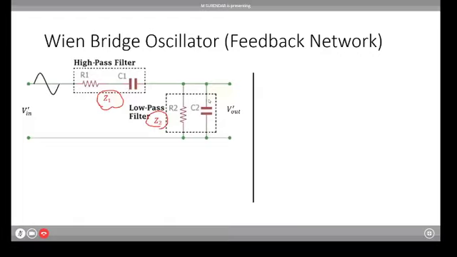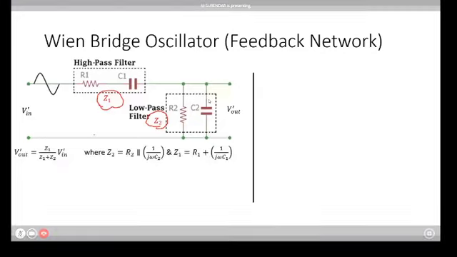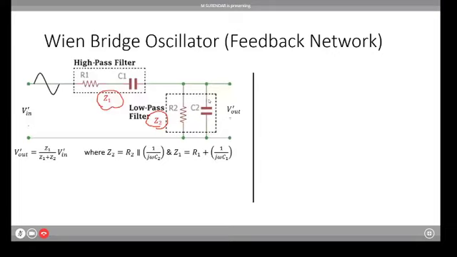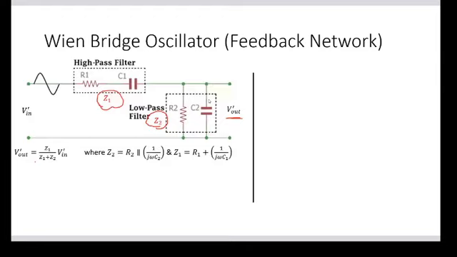Okay, actually we have to find what the output voltage is. V output is nothing but the voltage drop across the effective impedance Z2, divided by Z1 plus Z2. This is just the voltage division formula. You can clearly see that the output voltage V output dash is equal to Z2 divided by the total impedance Z1 plus Z2, times V input.